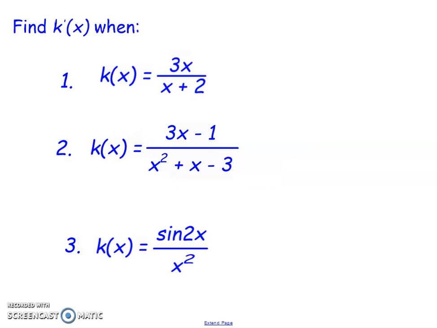Here you go. So I've got three functions here. I want you to find the derivative of each of them using the quotient rule. So pause the video, take your time, and have a crack at them.